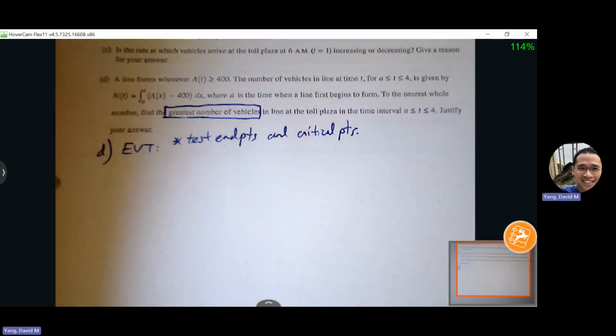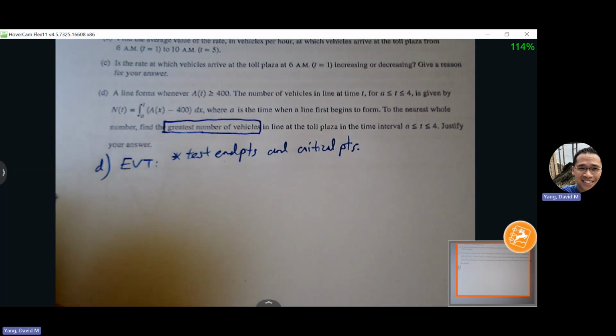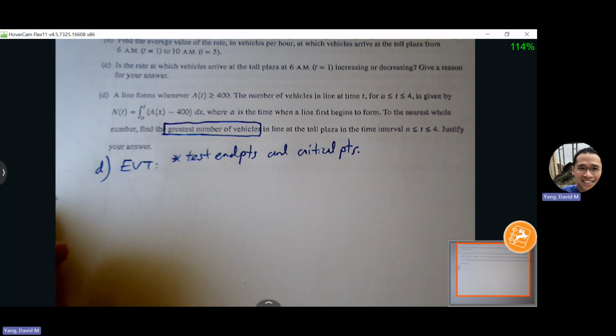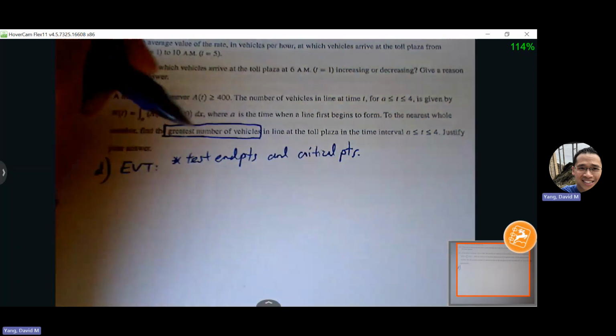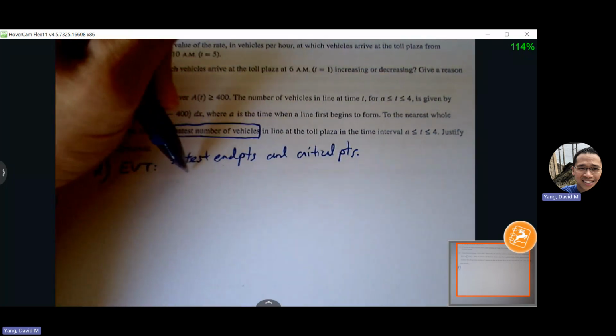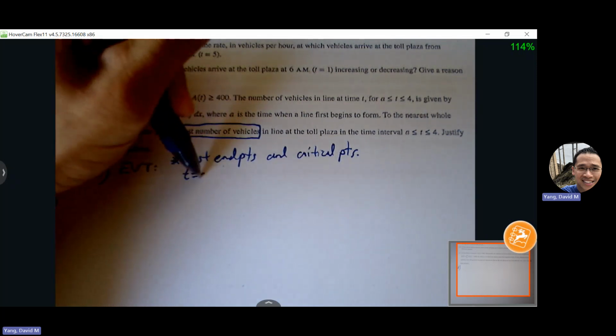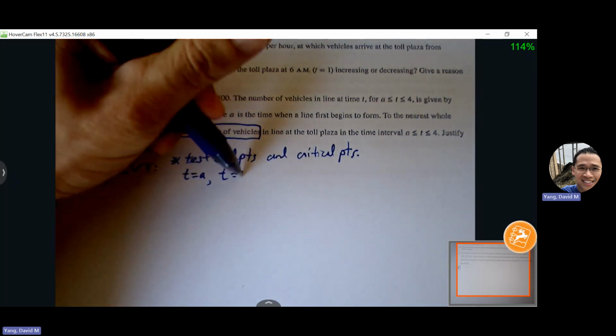Now, endpoints is easy to identify, right? Endpoints is just going to be between A and 4. And we're going to have to maybe use our critical points to actually use that as endpoints. So we know it's going to be t equals A, which we're going to find later, and t equals 4.